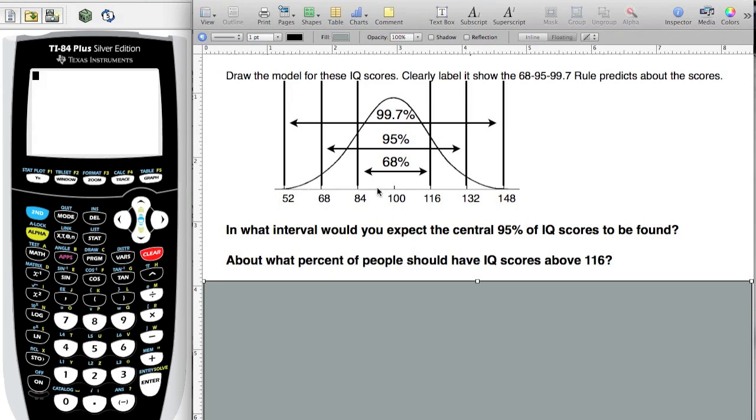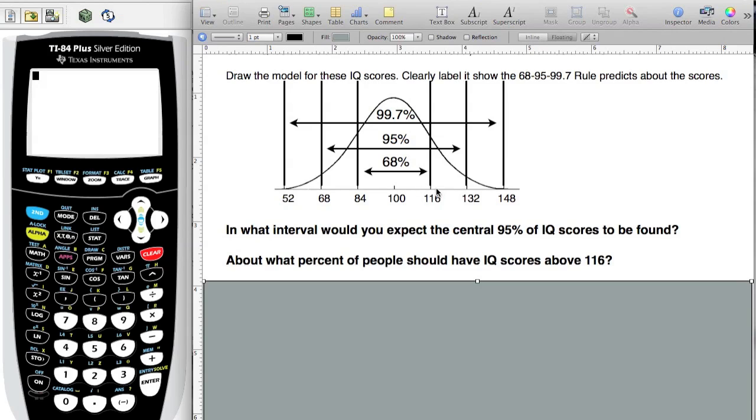So if I add 50% from the 100 down plus my 34%, that makes 84% total, right? Well, I don't want to know below that. I said what would have scores above 116. So if that's 84% down here, then since it's 100% total under the curve, the other side of that would be just 16%.